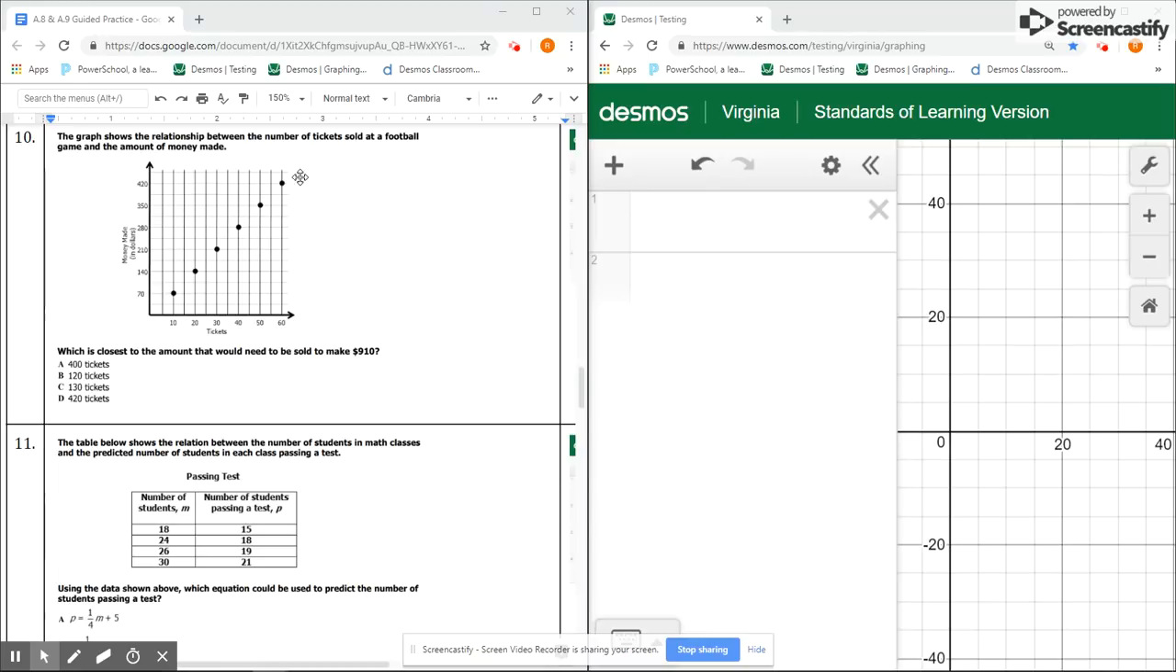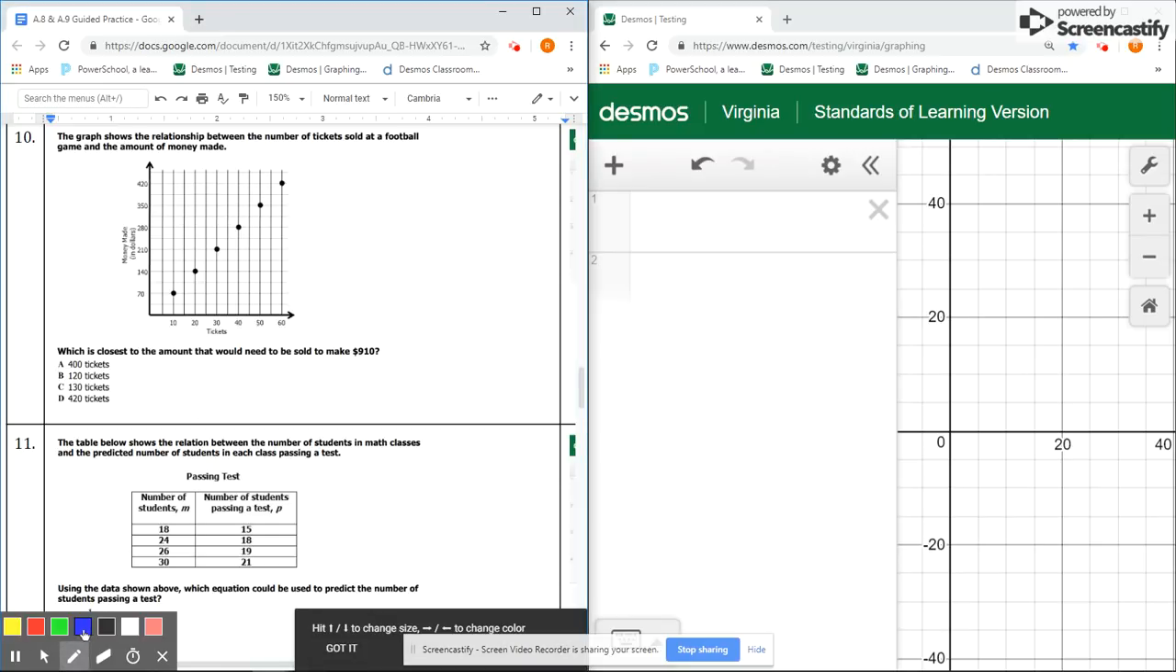Okay, so we need to come up with an equation for this. If you look, this looks pretty linear. 70 divided by 10, 140 divided by 20, 210 divided by 30, 280 divided by 40. Those are all going to give us the same slope. All right, so let's just write an equation here. y equals mx plus b.